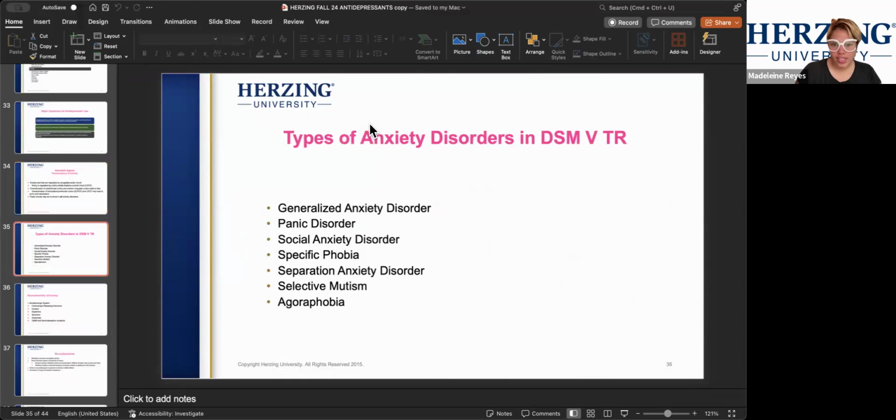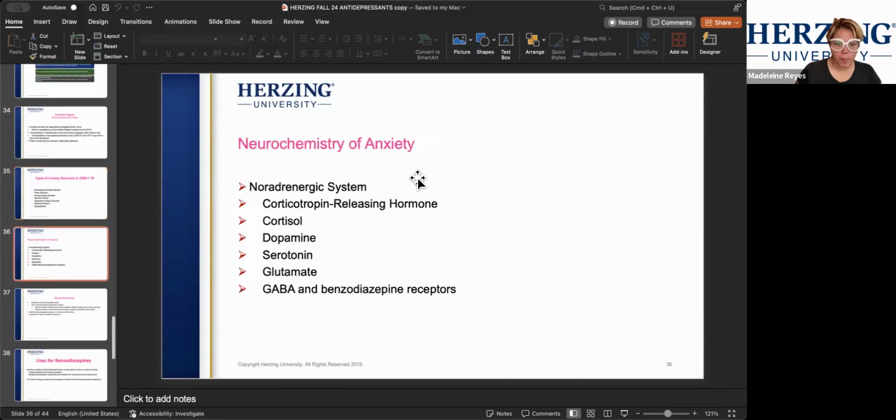So types of anxiety disorders are generalized anxiety disorder, panic disorder, social anxiety, specific phobia, separation anxiety, selective mutism, and agoraphobia. Neurochemistry of anxiety: these are different systems where anxiety can happen. Dysregulation of dopamine, serotonin, glutamate, cortisol, corticotropin-releasing hormone, and GABA.